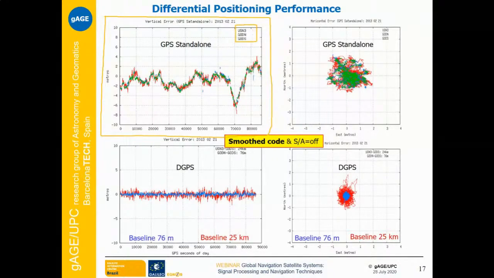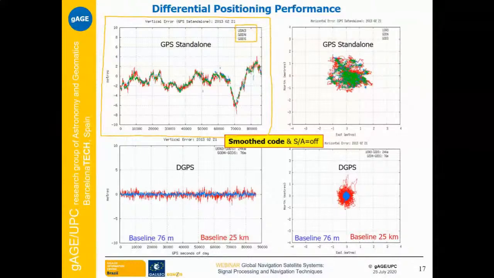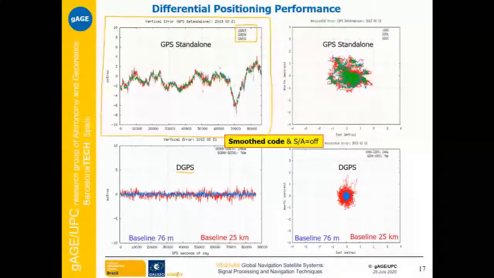And this is the idea that we highlighted before, that there are these errors affecting the measurements. They are common. We can see it in the standalone position. So we can take benefit of that in the bottom plots. We can see that by applying these differential corrections, the pseudo-range correction and the range rate correction, we can improve the positioning a lot.